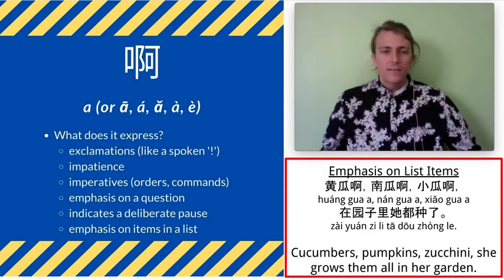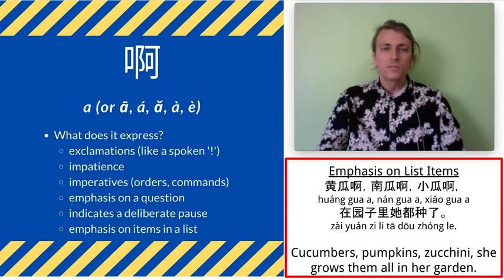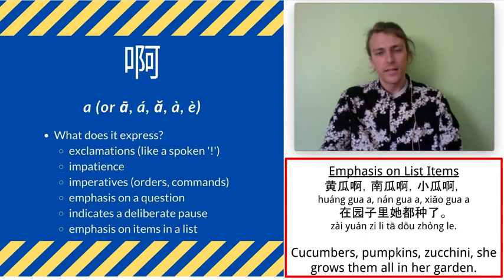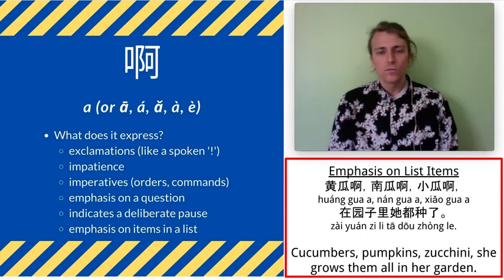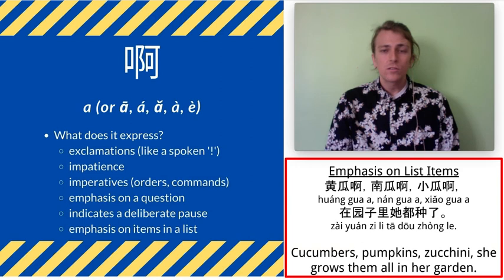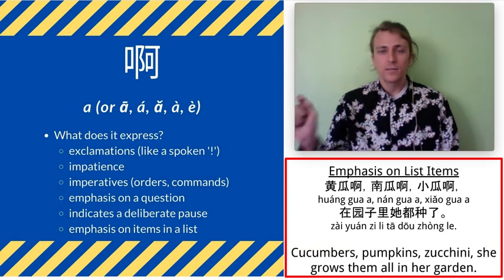Okay, and finally you can use it to emphasize items on a list. So in this list here, we have a list of vegetables that someone is growing in their garden. 黄瓜啊，南瓜啊，小瓜啊，在园子里它都种了. So cucumbers, pumpkins, zucchini, or courgettes if you're a British English speaker. She grows them all in her garden. So yeah, just emphasizing each item in a list for clarity.